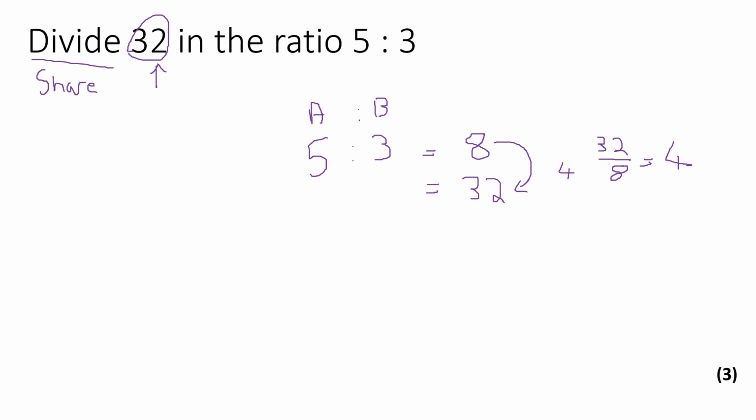And now I'm going to look. So now I've got a difference of 4, and I'm going from a small number of 8 up to a bigger number of 32. So I'm multiplying, and I'm going to multiply over here as well. 5 multiplied by 4 gives me 20. 3 multiplied by 4 is 12. And if I've done this right, these two numbers should add together to give me 32, which they do. So I've got my 3 marks.